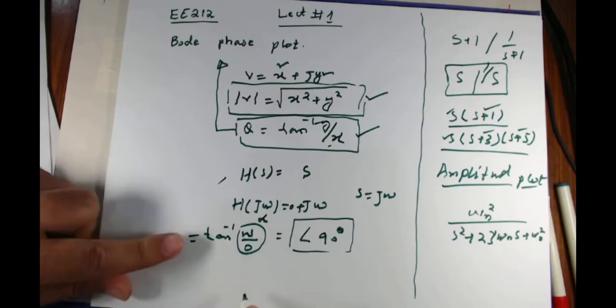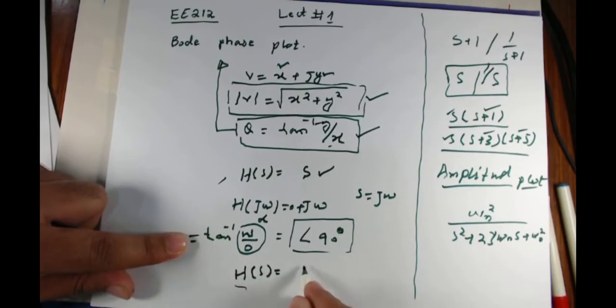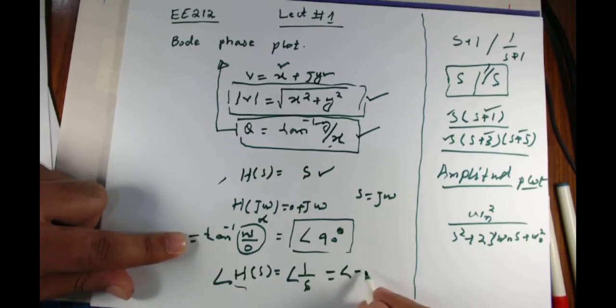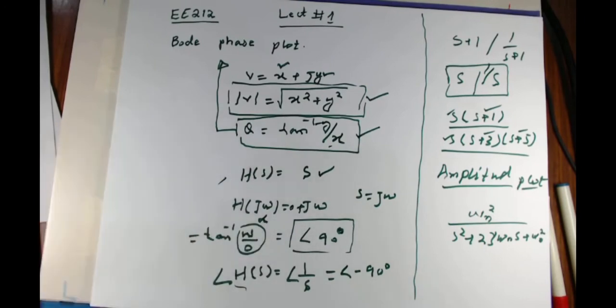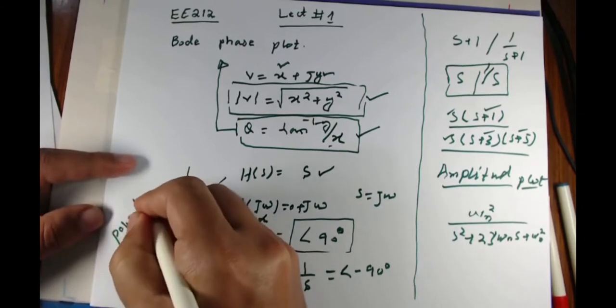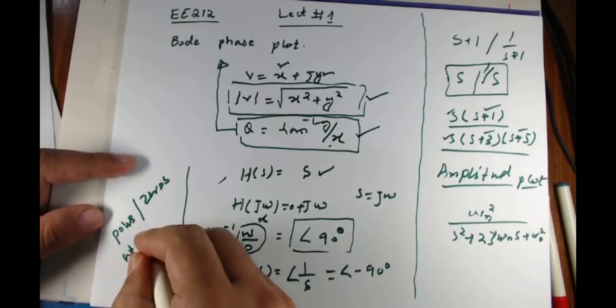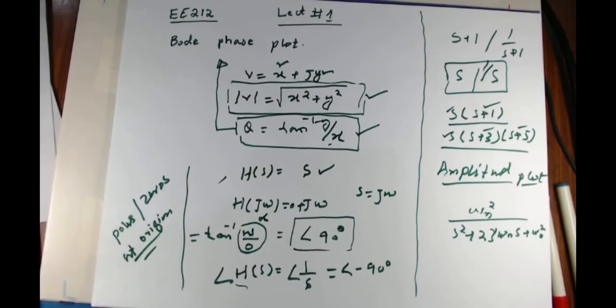Now let's say we have a simple pole at origin. This was the zero at origin. If we have a pole at origin, we will have h of s equal to 1 by s. If somebody asks you its phase, you can straight away say it will be minus 90 degree. Why? Because the angle of s is 90 degree, so 1 by s will be minus 90 degree. I think you are familiar with this concept. So this is the phase angle for poles or zeros at origin. This is easy, right?